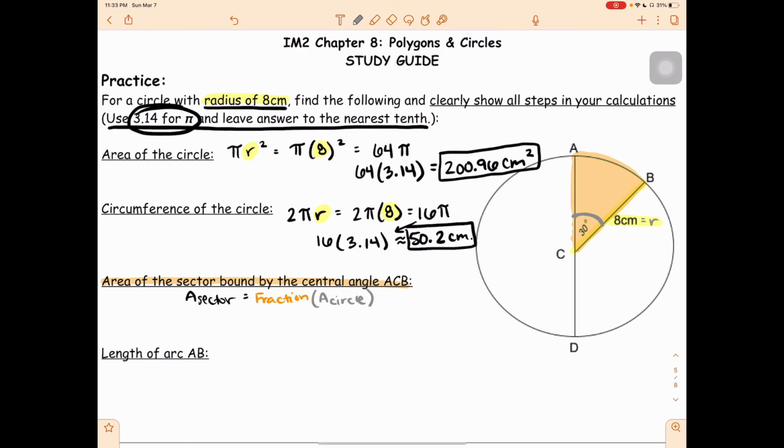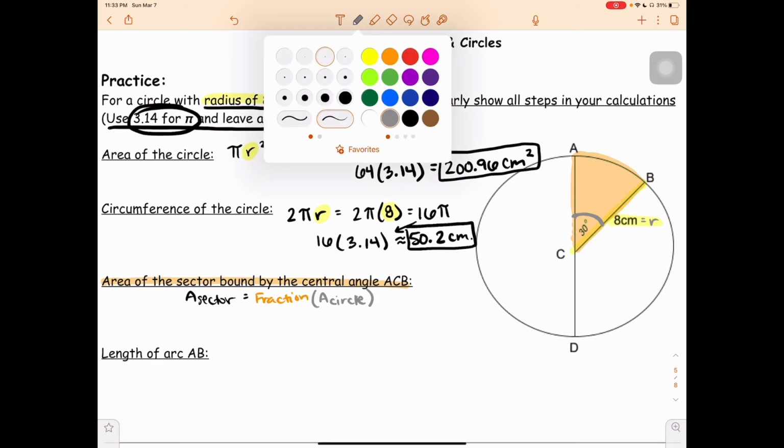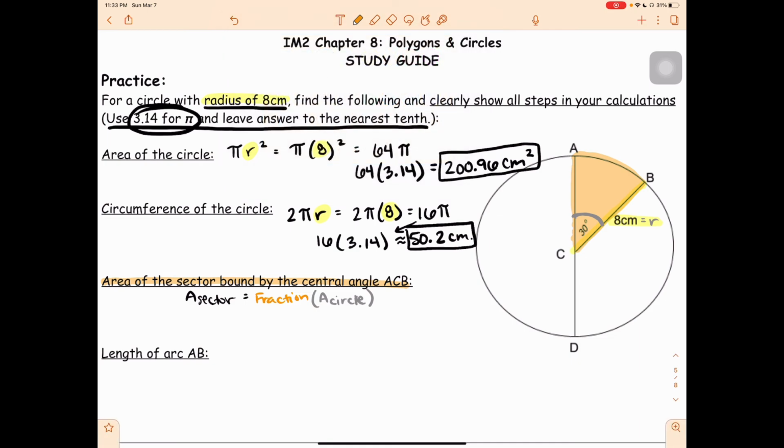Anytime you see a capital A with a word next to it, that's saying area of that something. So we have to find our fraction. The fraction here is we're going to use the 30 degrees. So the fraction is 30 degrees out of 360 degrees.